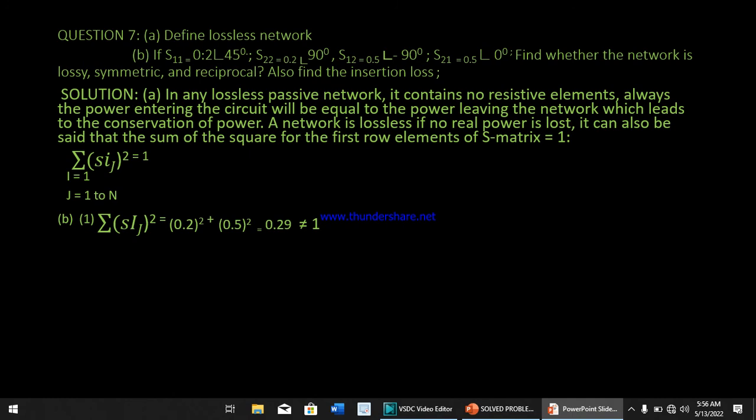From 1 to n, j is equal to a value from 1 to n.